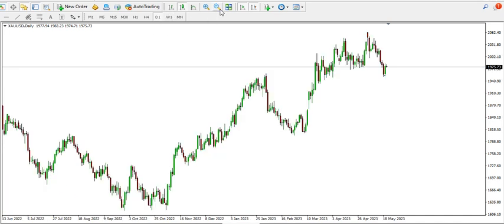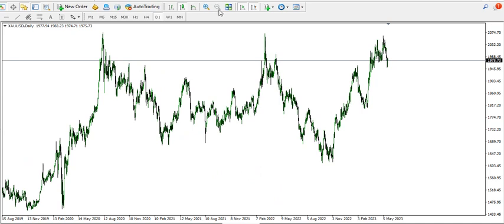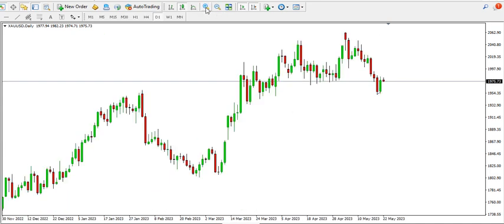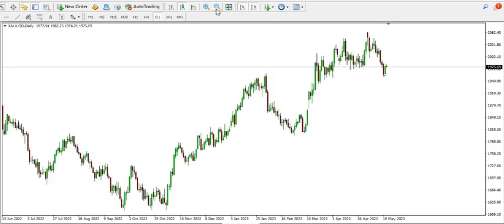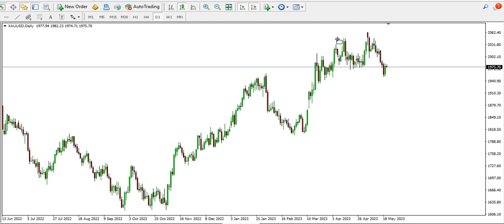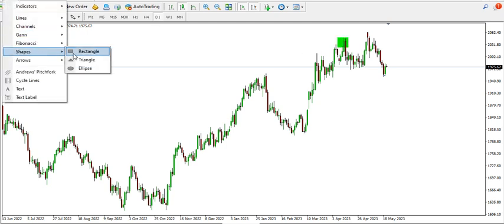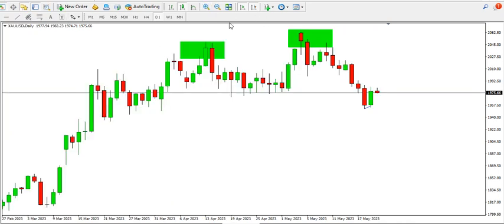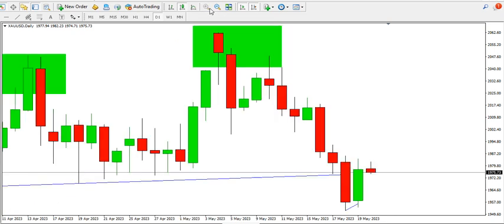Now quickly we look at what has happened on the higher time frame of gold. You can see the price of gold has already formed a double top on the daily time frame. We have this top and another top here, and the price of gold has broken the neckline. This is the neckline.